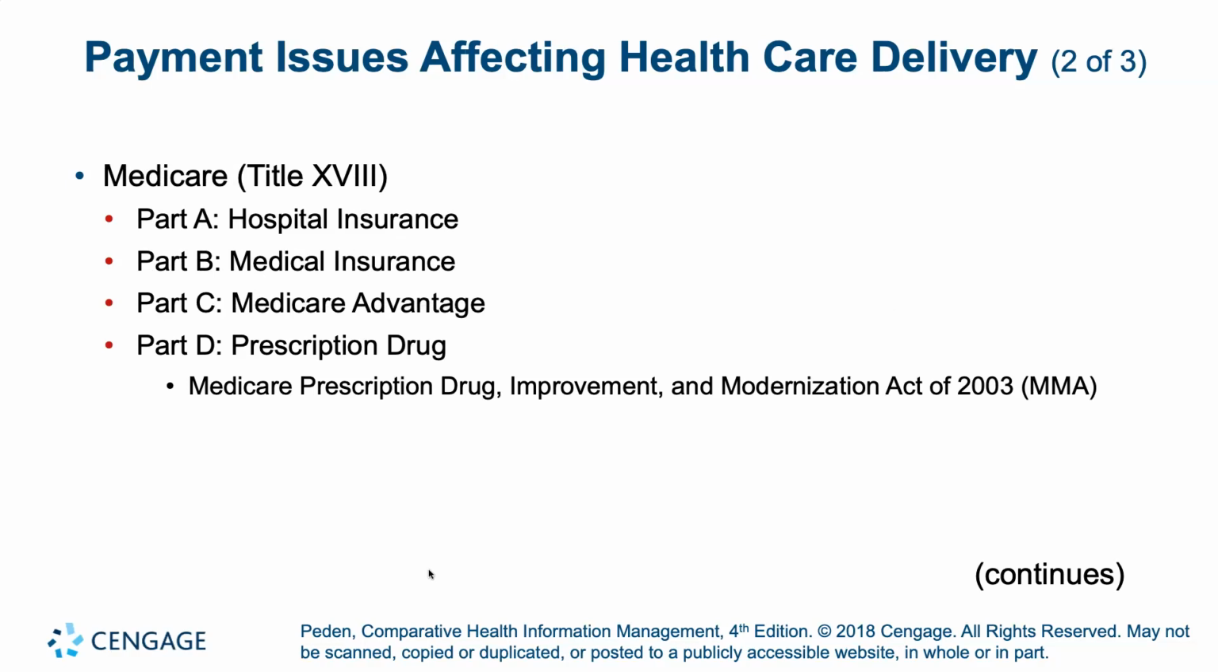But breaking it down, Medicare has essentially 4 parts. There's Part A, hospital insurance. Part B, medical insurance, which is for outpatient and anything that's not hospital based. Part C is Medicare Advantage. It's an alternative to Parts A and B. And then you have Part D, which is prescription coverage. And that also has been modified as time has gone by.